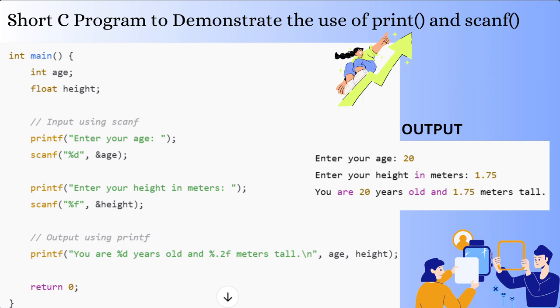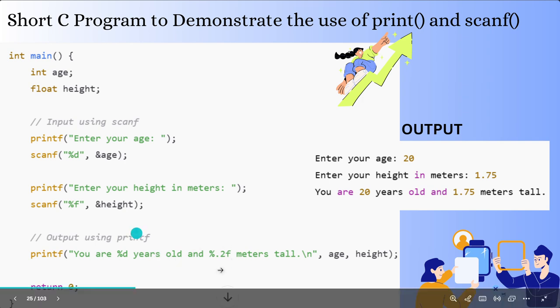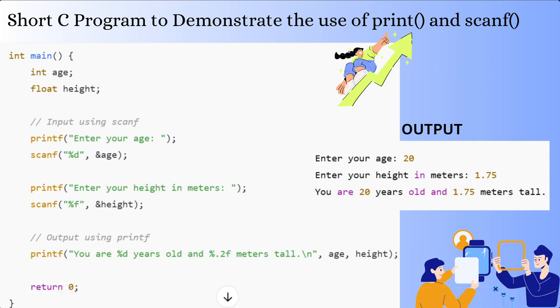So %d is used here for integers, and %f is used for height, but .2 means two decimal digits will be printed after the decimal point. So the user can input like 10 digits after the decimal point, but it will print just two values. You're just making a limit to printing.